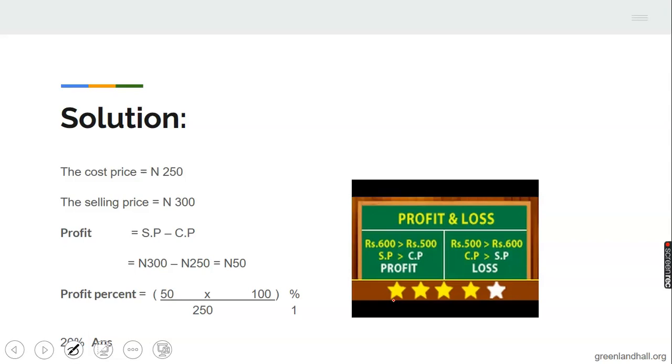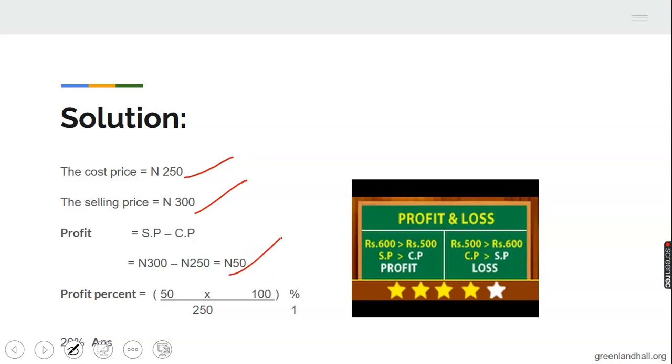The trader bought the goods for 250 naira. That is the cost price. Cost price is 250, selling price is 300. Now what is the profit? Profit is equal to selling price minus cost price. Profit is equal to 300 minus 250. Profit is 50 naira. Do you get it to that extent?